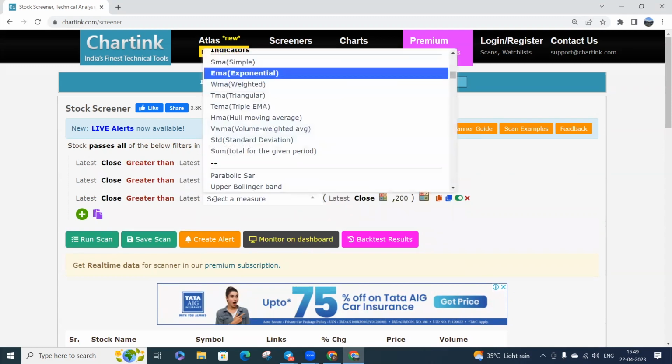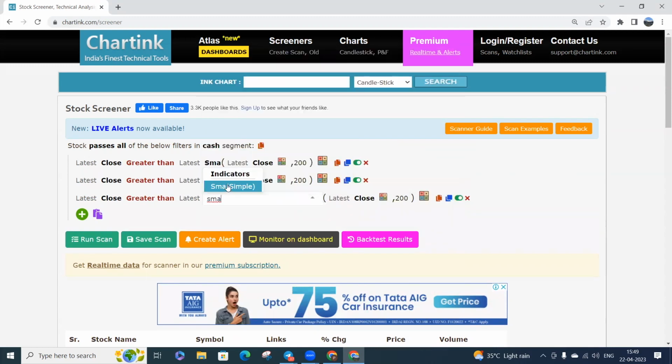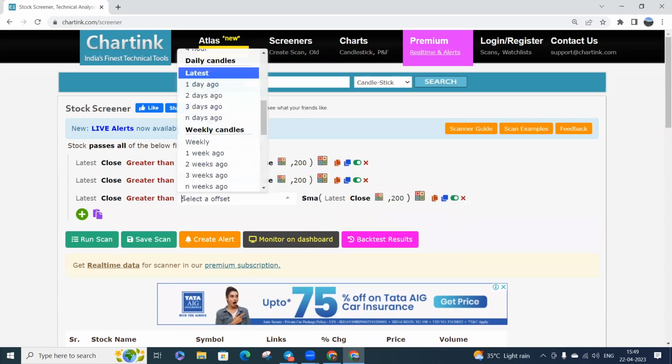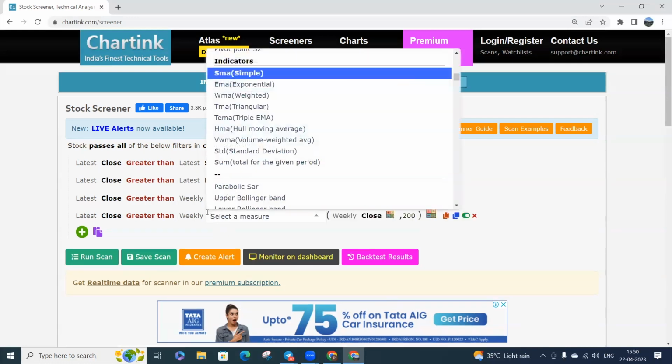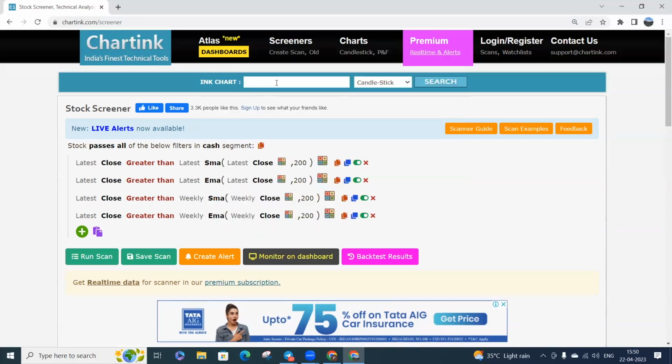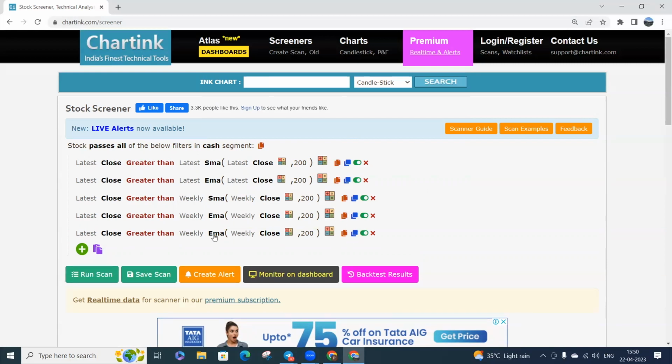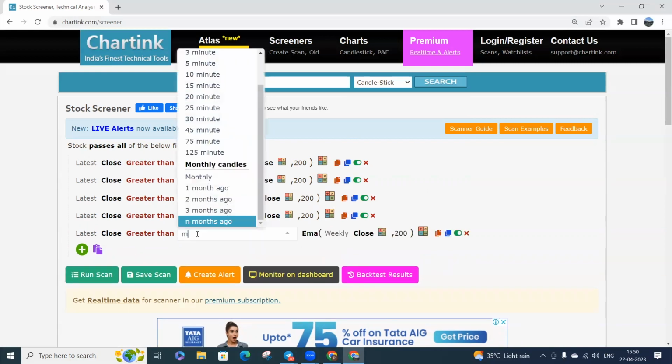This is the May. I'm going to do the weekly. I'm going to do weekly close. Okay, I'm going to duplicate it. I'm going to do it EMA close. And then I need a monthly. Okay, so I took EMA on the monthly.